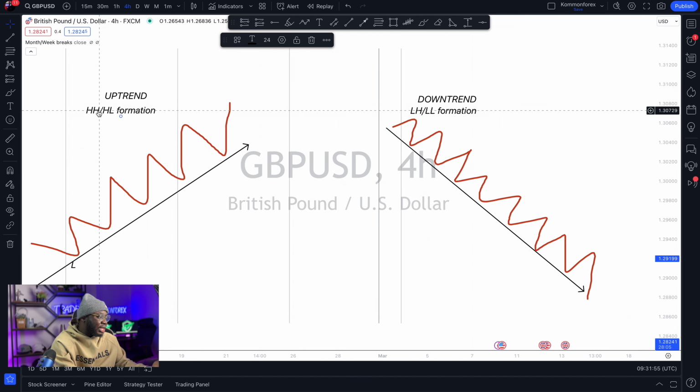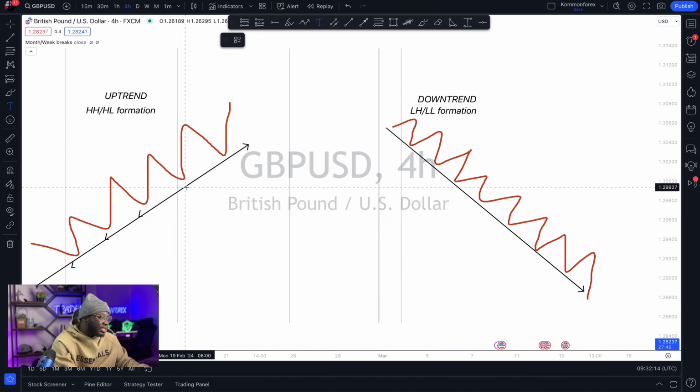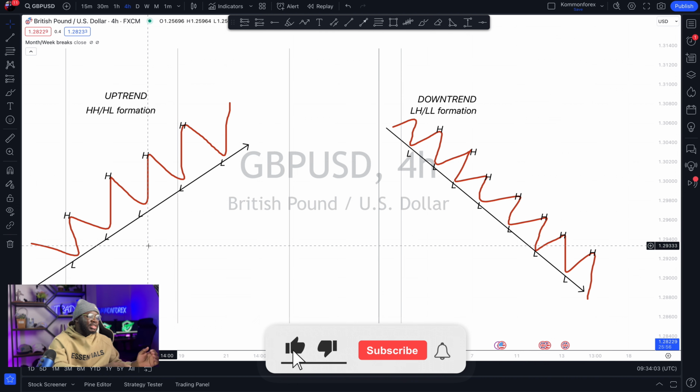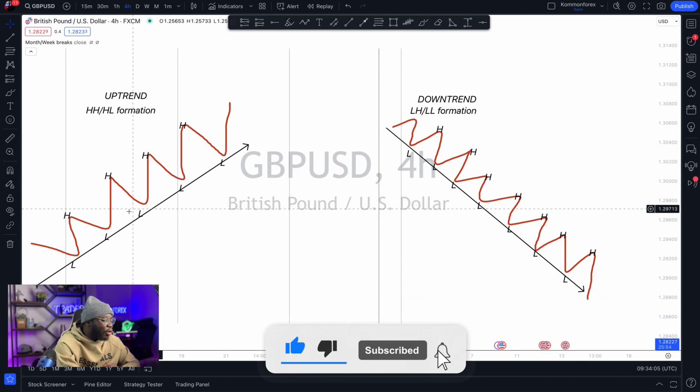You realize I said it's a higher high, higher low formation. So the turning points at the bottom are lows. Turning points at the top are all highs. So this is a low. So we simply label the turning points. We have turning points at the bottom as lows, and then we have turning points at the top as what, highs. So if you look at the charts, you realize that now we have all the highs at the top, all the lows at the bottom.